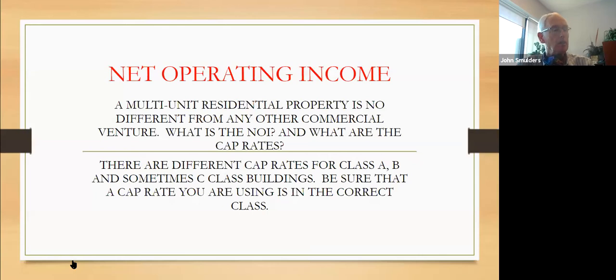NOI. I know you guys are all tired of me doing NOI. But here it goes. Once again, a multi-unit residential property is no different from any other commercial venture. What is the net operating income? Pretty simple, you guys. What are the cap rates? If you're looking at cap rates for a big building, there's A, B, and C cap rates. We talked about this way back in weeks 1 or 2 about the different class subjects. But what about just the 4 or 6plex? They don't have cap rates.